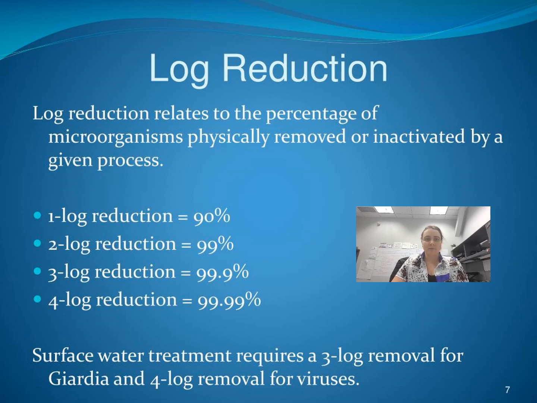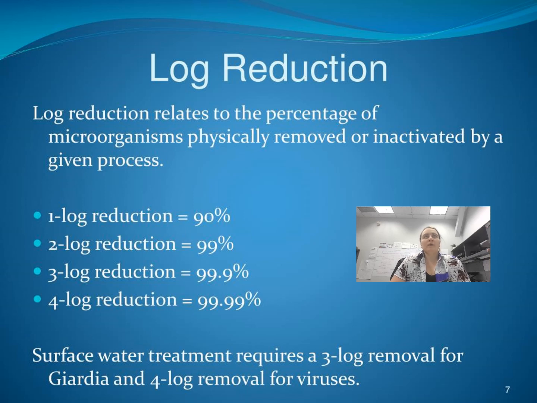So you'll see physically removed is part of this, right? We talked about how filters can actually remove organisms from a system, and that might be something like a 1 log reduction, meaning that a filter gets rid of 90% of the organisms that are in the system. This is what we call a log scale, right? So 1 log reduction means a 90% removal, 2 log reduction is a 99% removal, 3 log is 99.9% removal.